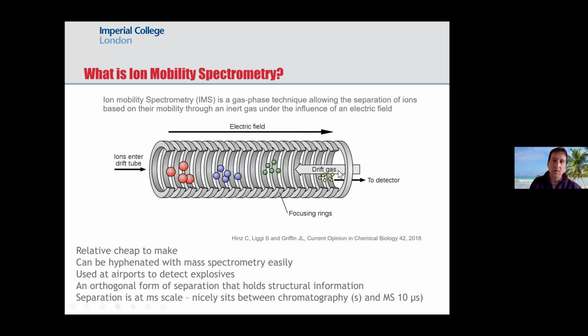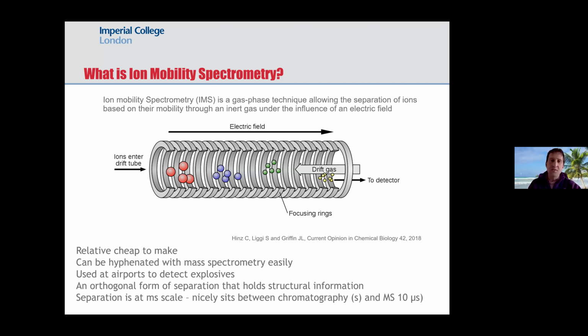Now, at the same time, the progress of these ions is impeded by a drift gas going in the opposite direction. And what we find is that smaller ions will go through the drift tube more quickly, and the larger ions will be impeded by that inert gas as they go through.